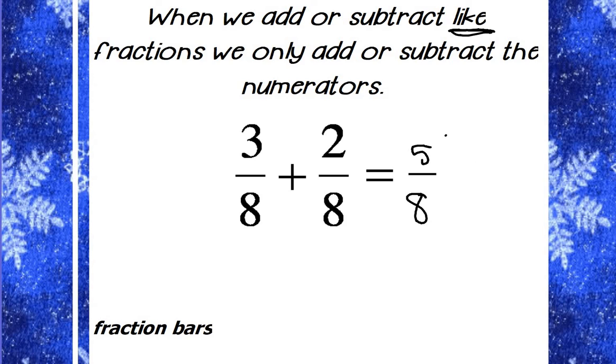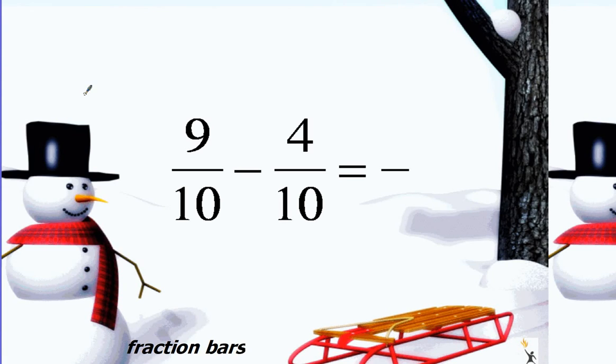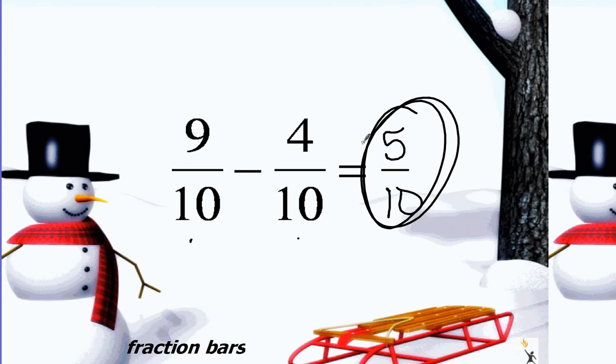All right, so then now if I go to the next one, now I'm subtracting. So even though I'm subtracting, if my denominators are the same, it's the same idea. So 10 and 10. So I keep the 10, and I do 9 minus 4 is 5. So my answer is 5/10. Yes, you can simplify it.